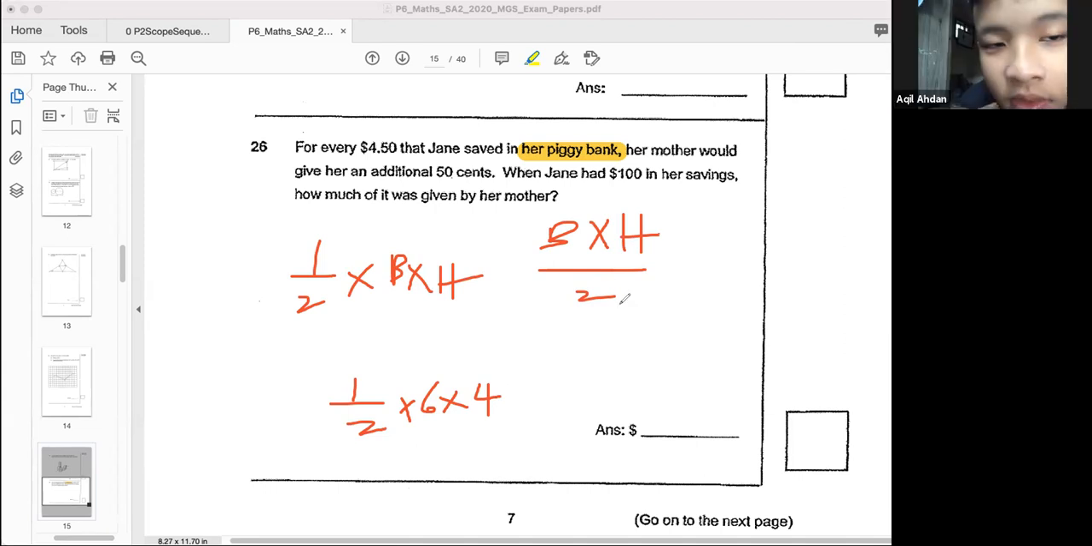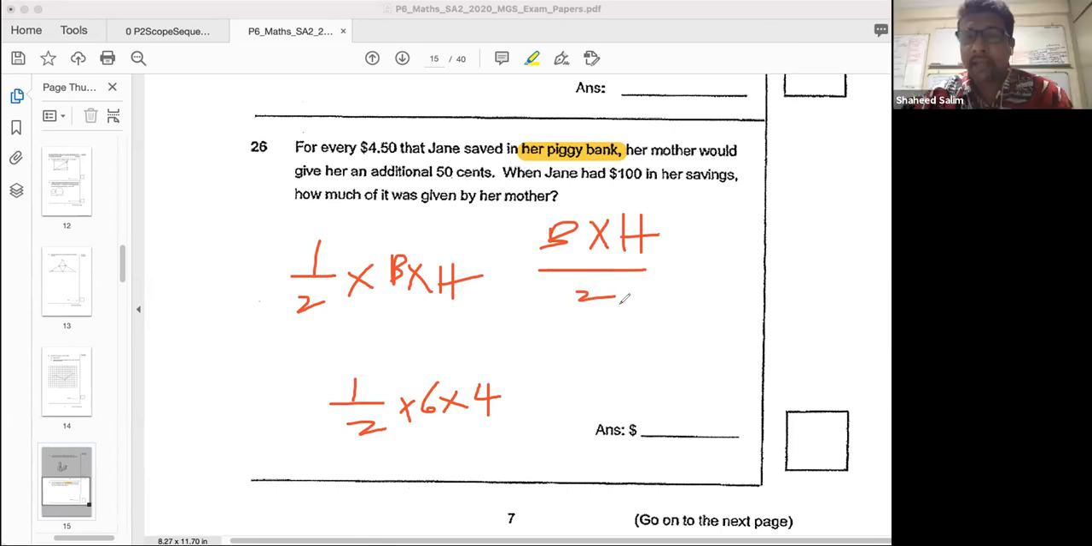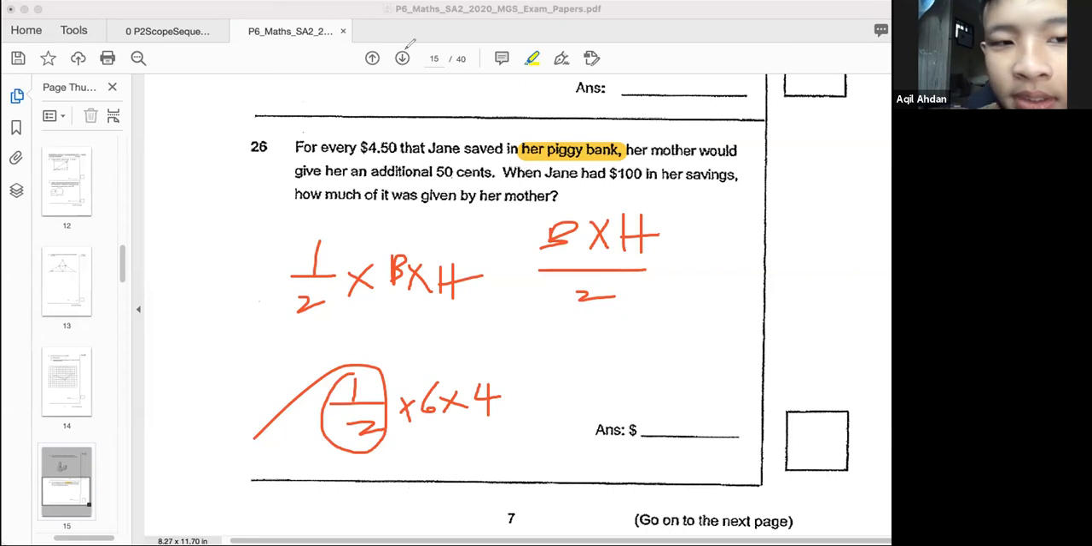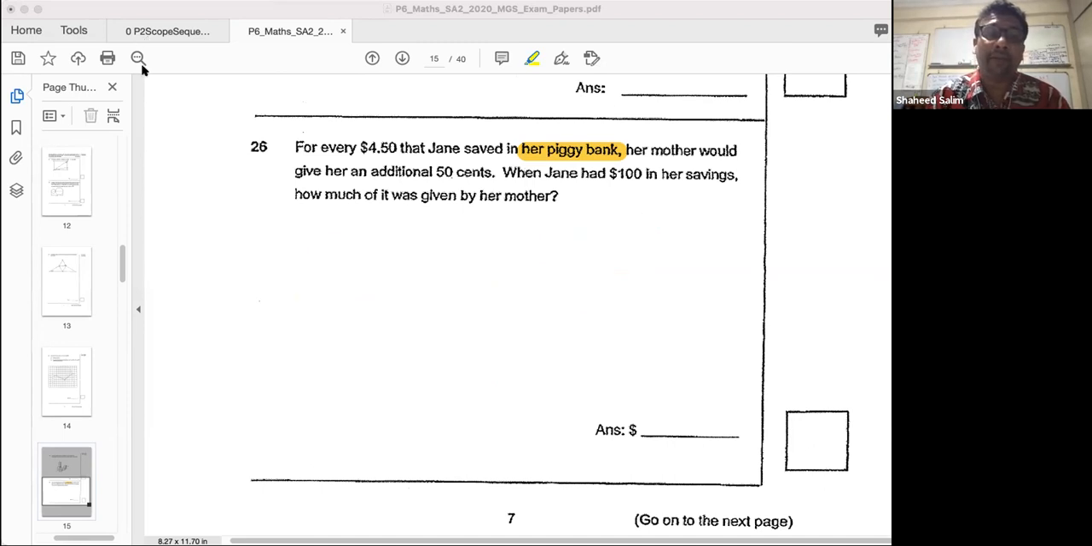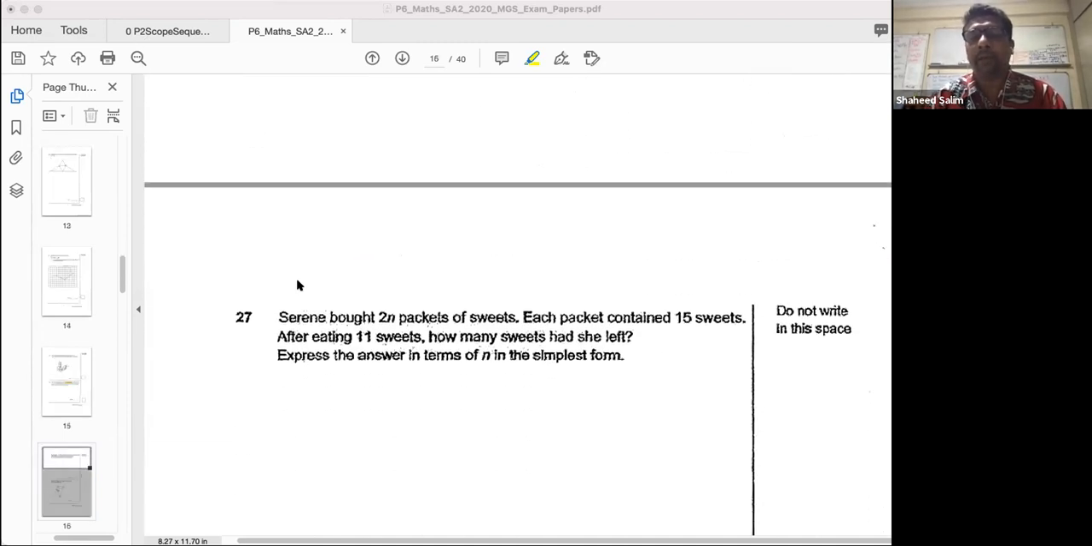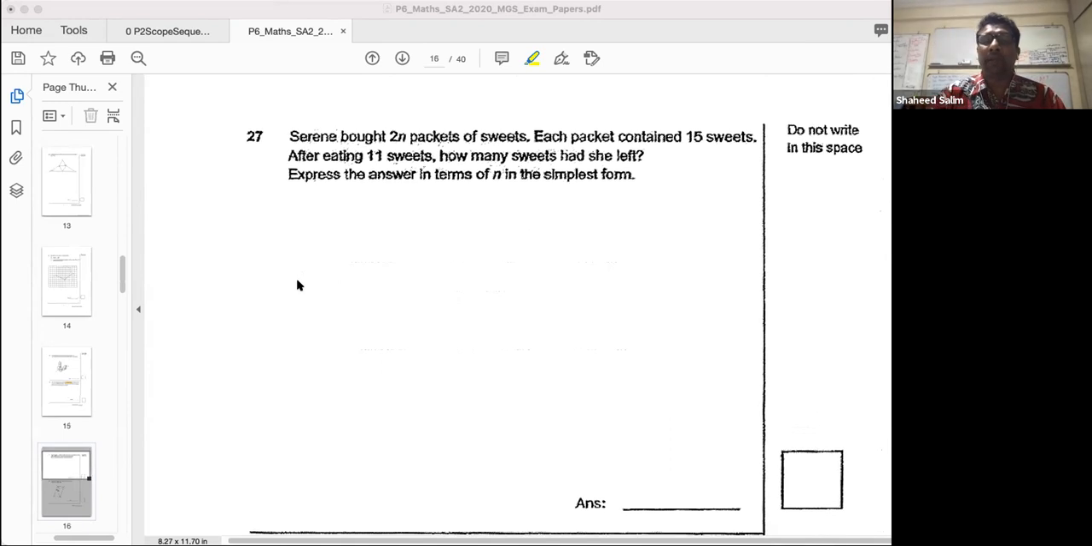If you want to do it mentally, it's half times base times height. You can just take base times height, divide by 2, because half means divide by 2. So let's say someone is going to cut me in half. That means he's going to divide me into 2 parts. Of course, we cannot be divided exactly into 2 equal parts. All right. Question 27.